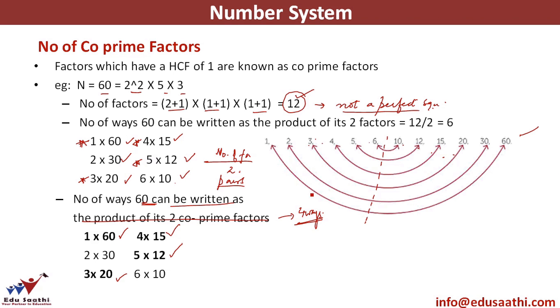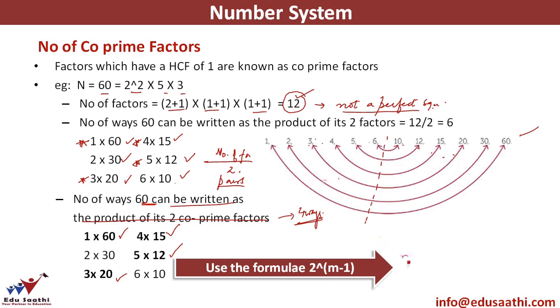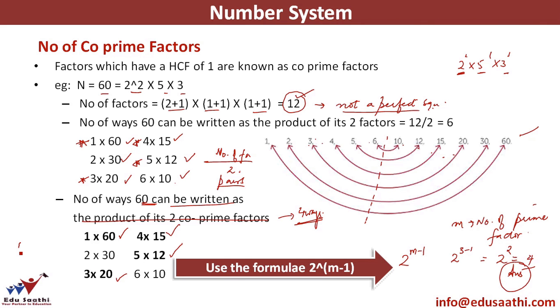If you want to remember an easy formula, the formula is 2 raised to power m minus 1. Now what is m here? m is the number of prime factors of this number. If you look at how many prime factors there are, it is written as 2 square, 5 raised to power 1. So the number of prime factors is 1, 2, 3. 2 cube minus 1, which gives you an answer of 4. So there are 4 ways in which 60 can be written as a product of its 2 coprime factors.